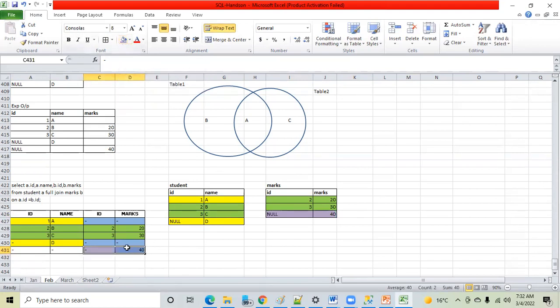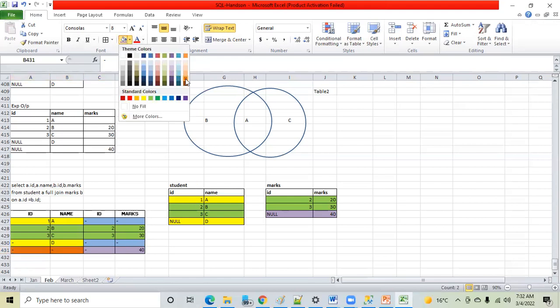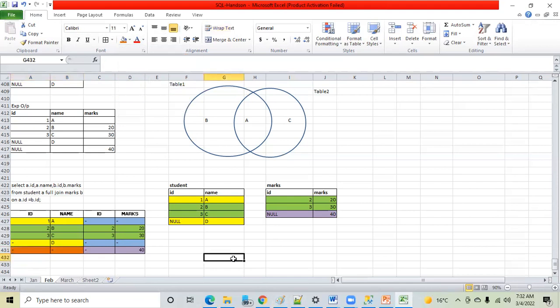Why is this null? Because nothing was fetched from the student table. That is why this is blank here. Is this clear, full join? Got it? Okay, so this was your full join.